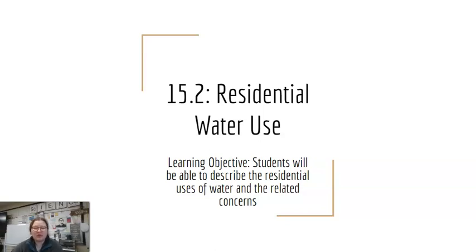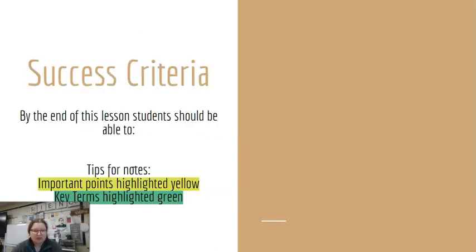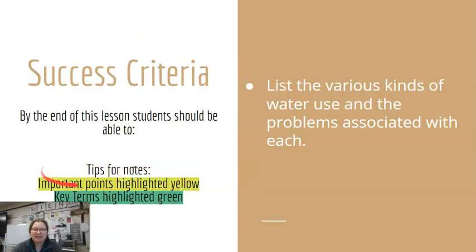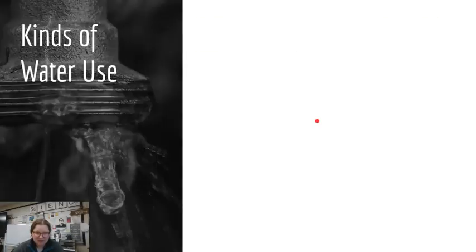The learning objective, or learning goal, is that you should be able to describe the residential uses of water and the related concerns. The success criteria: by the end of this lesson, you should be able to list the various kinds of water use and the problems associated with each.